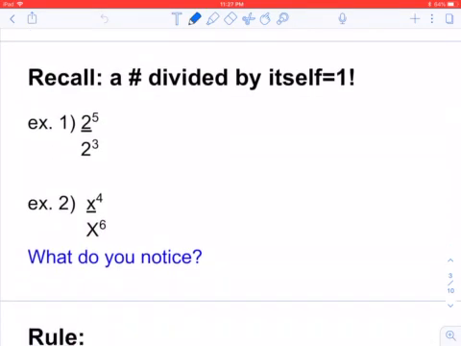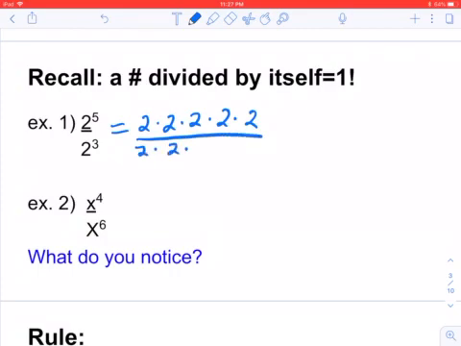Okay, write this down. Recall, a number divided by itself is equal to 1. So we're going to use that idea to figure out the shortcut for dividing powers with the same base. Let's start with the first one, where we have 2 to the 5th divided by 2 to the 3rd. Remember, the fraction bar means division. So 2 to the 5th is in our numerator. We're going to write that out in factored form and put that over 2 to the 3rd in factored form.